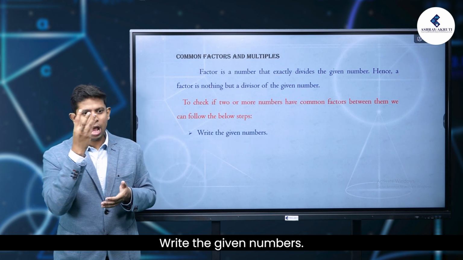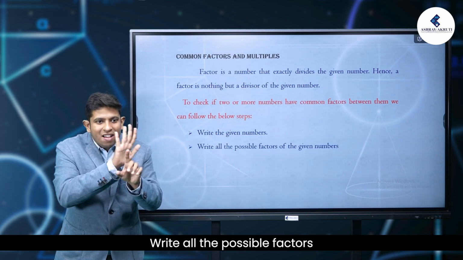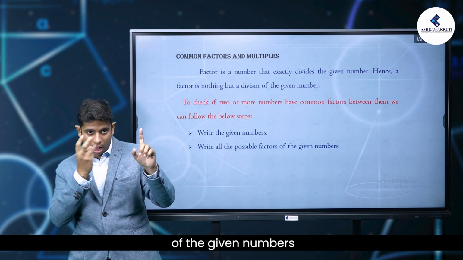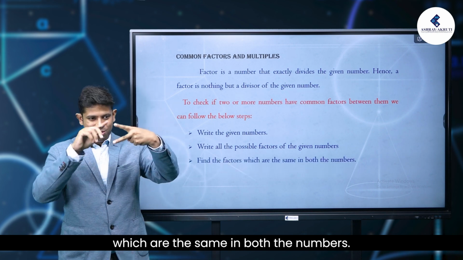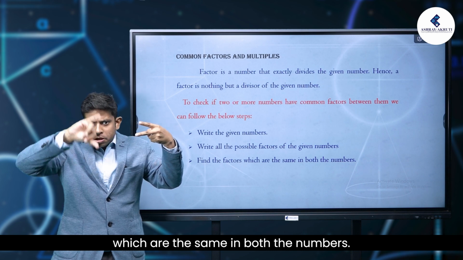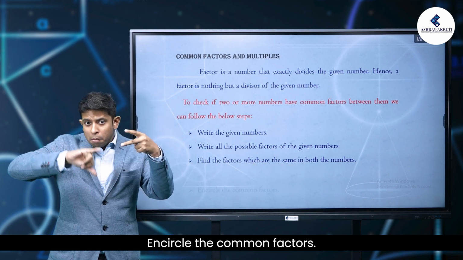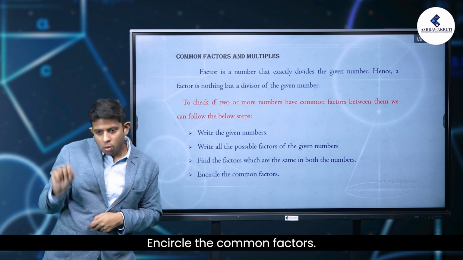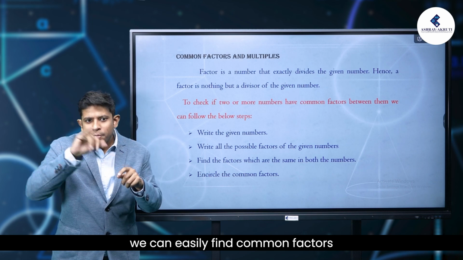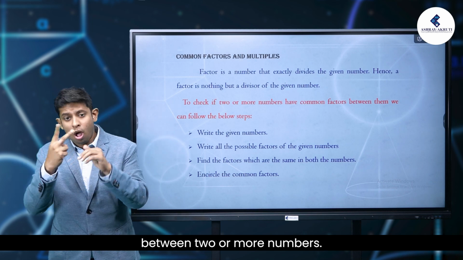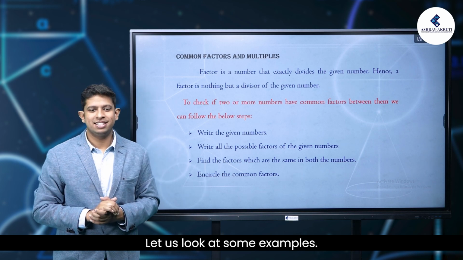Write the given numbers. Write all the possible factors of the given numbers. Find the factors which are the same in both the numbers. Encircle the common factors. This way, we can easily find common factors between two or more numbers. Let us look at some examples.